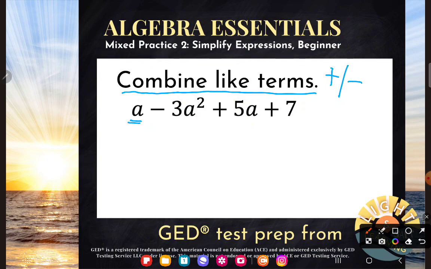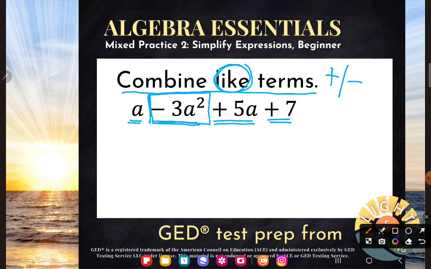We have a, and then we have minus 3a squared or negative 3a squared, plus 5a or positive 5a, and plus 7 or positive 7. And the directions remind you, but you should know that we can only combine terms that are like, that have the same variable portion. And I can see here that I have different types of terms. I have a terms, a squared terms, and I have constant terms, which are regular numbers with no variables, no letters attached.